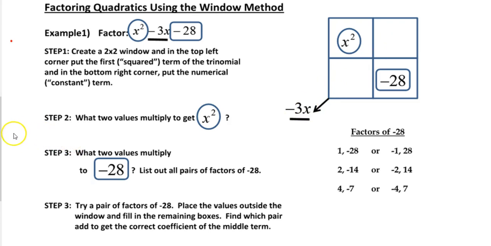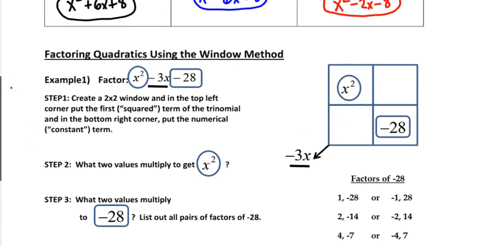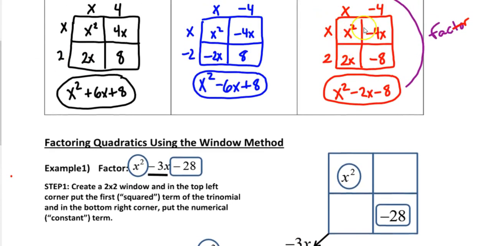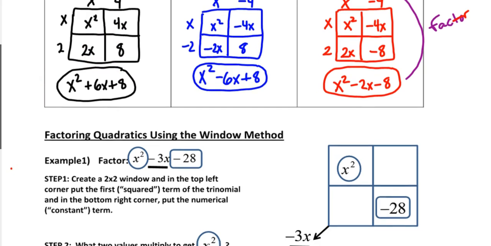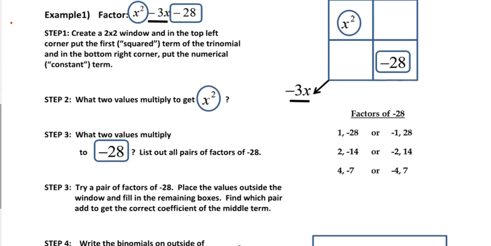Okay, remember that? We always do that in our multiplying. We add on the diagonals, and those are our like terms, right? They add up to the middle term. Negative 4x, negative 2x, 4x, and 2x. So back down to the example we're working on. We're trying to find two numbers that are factors of negative 28, but they add up on the diagonal to negative 3.